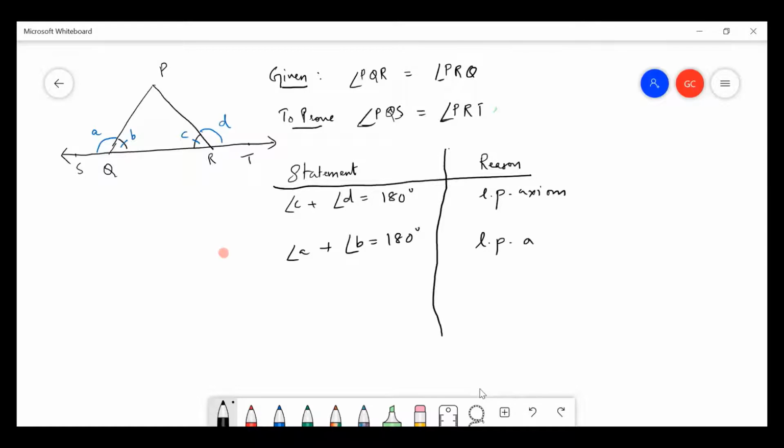Great, Riza. Now, how do I use these two pieces of knowledge that I have? What is my aim? Can you tell me in A and B terms what I have to prove? I have to prove that angle A is equal to angle D. This is what I have to prove, right?